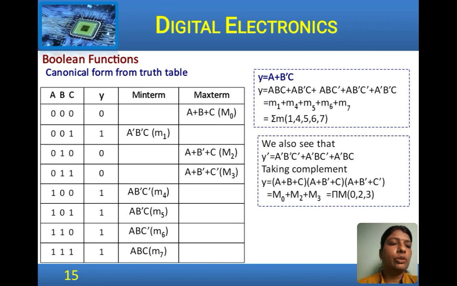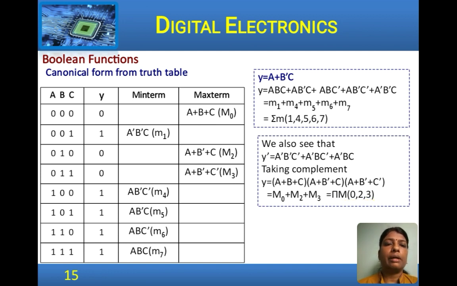This can also be shown as, we know the output here is 0, that means y dash, the complement of the function, is equal to the sum of these minterms. Taking a complement again, we get this term which is equivalent to getting the product of the max terms, represented as M0, M2, M3, and equivalent to pi capital M of 0, 2, 3.